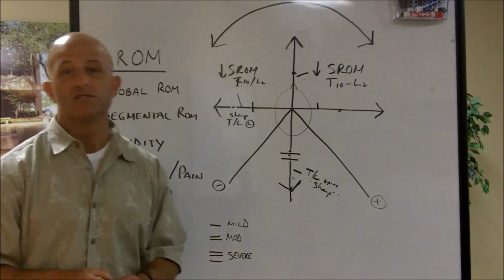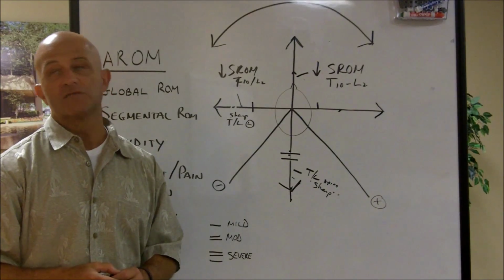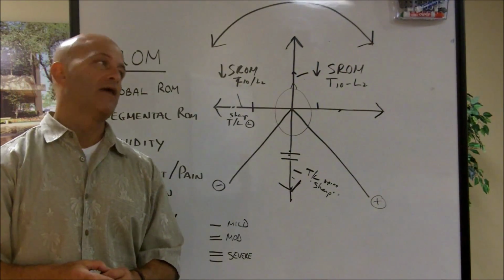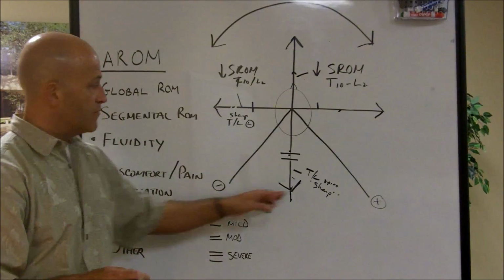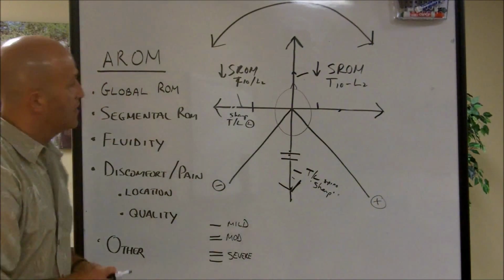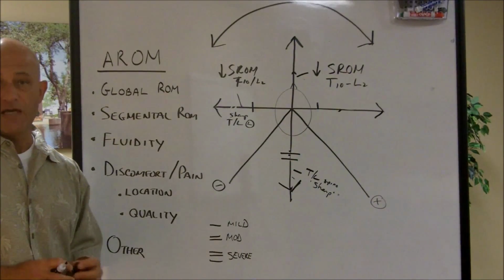The same thing applies to the cervical spine. You're going to put them in maximal foraminal compression and ask them if they have any discomfort and/or pain, and just do the same. And that's what these two lines indicate. But these are some things to look at with active ranges of motion.